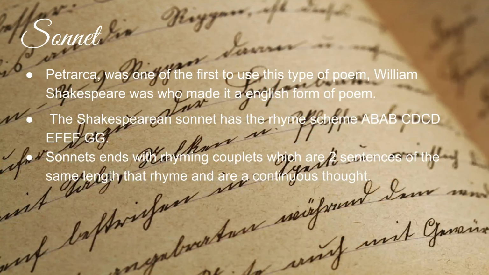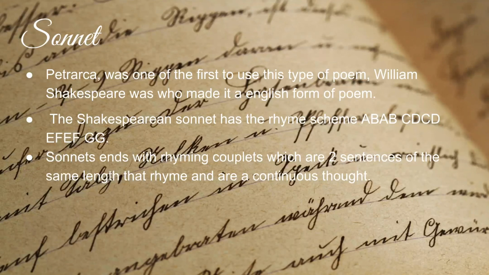Now a sonnet is another type. Petrarch was one of the first to use the sonnet, but William Shakespeare was who made it an English form of poem. Now the Shakespearean sonnet is different than the original sonnet, but in this video we're going to talk about the Shakespearean sonnet. Now it has the rhyme scheme A, B, A, B, C, D, C, D, E, F, E, F, G, G.